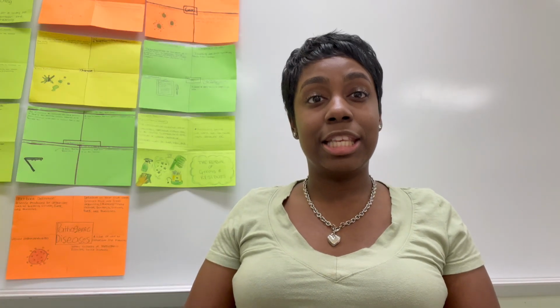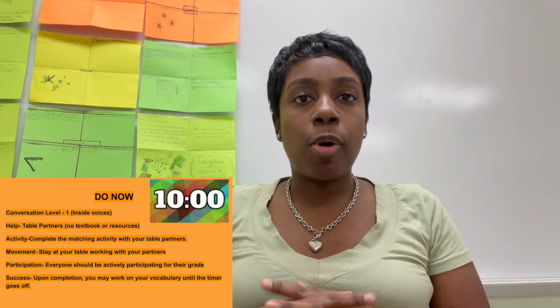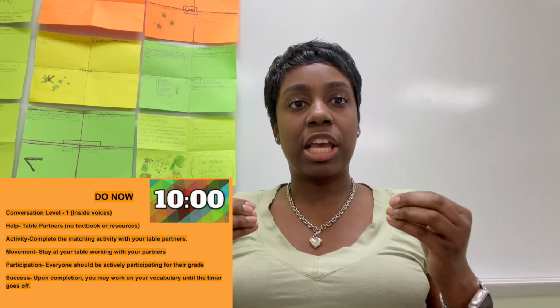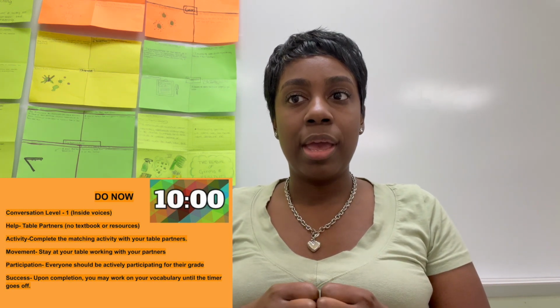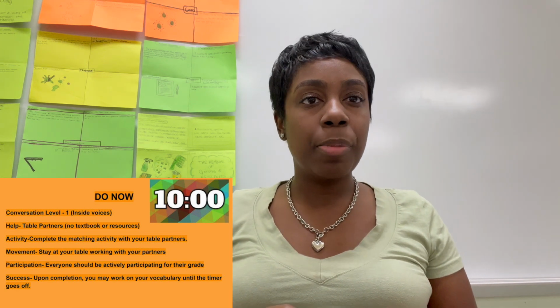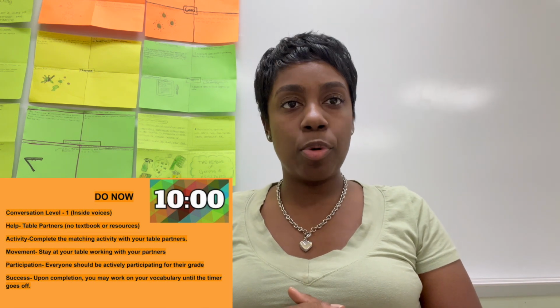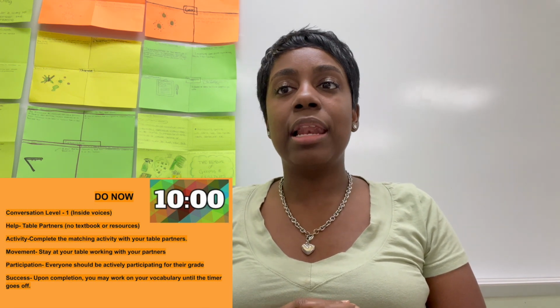So I have provided an example for you here so that you can just refer to it with me as we go through the whole process of utilizing CHAMPS. This is actually something that I had posted on my board today for my students. So the first part of CHAMPS is the C. The C stands for conversation level. So your students should know exactly what their conversation levels should be like. And you can give them numbers if you utilize numbers, or you can just tell them inside voices or things like that. So for example, today I had my students at a level 1.